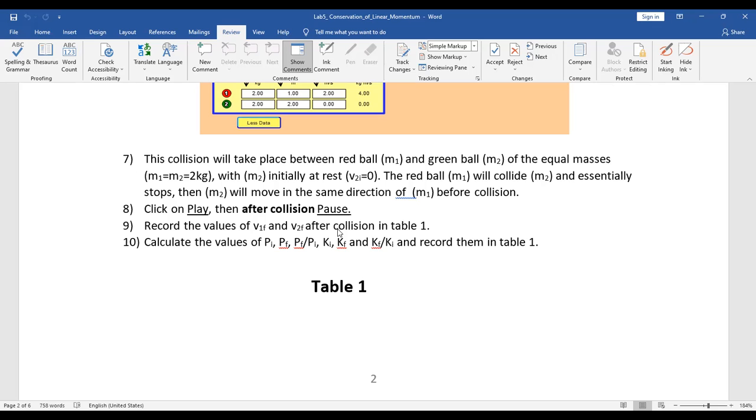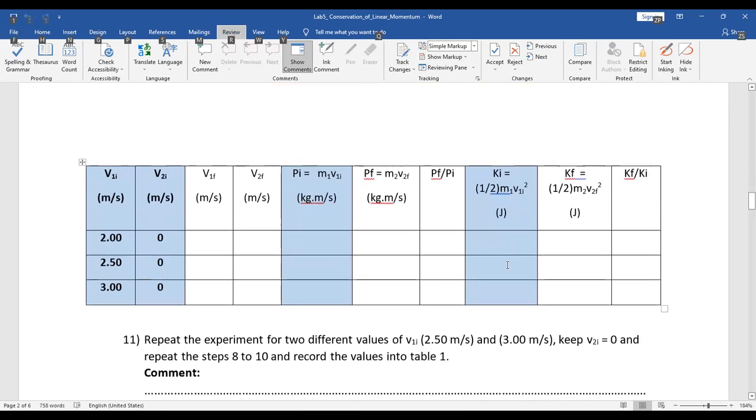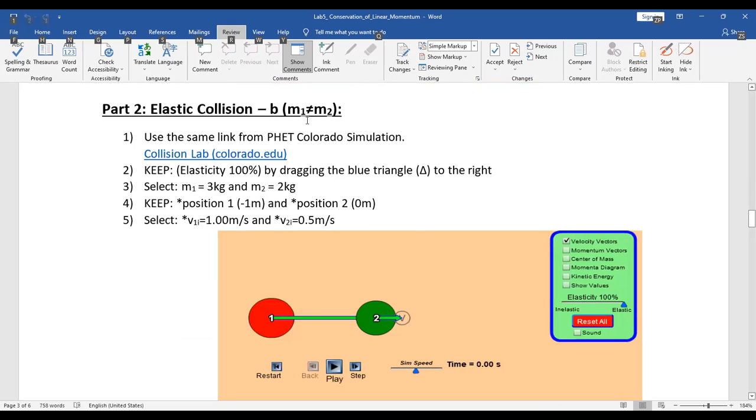In this case, we have to think. I can come back to the table. Table 1 and table 2 are elastic collisions, but of different mass cases. Use the same link. We keep it elastic, 100%. Then 3 kilogram and 2 kilogram. This is changing. Come back to our simulation: 3 kilogram and 2 kilogram.